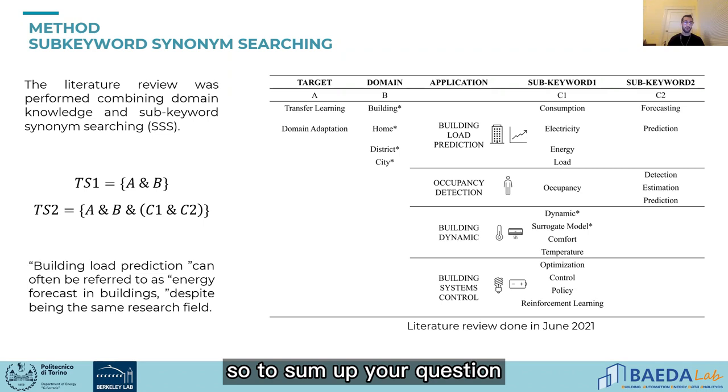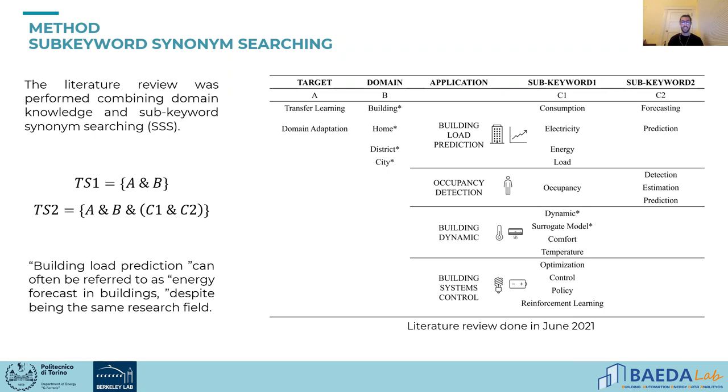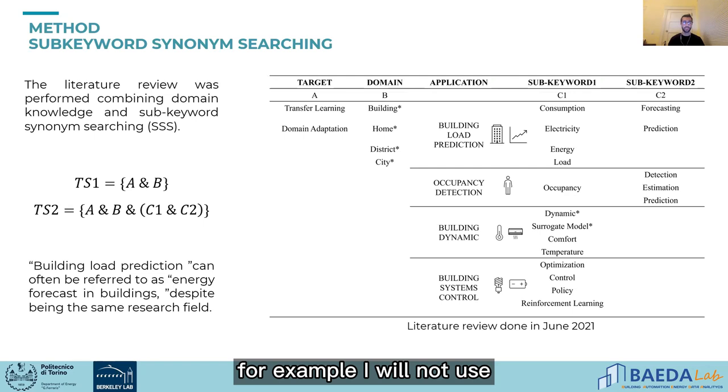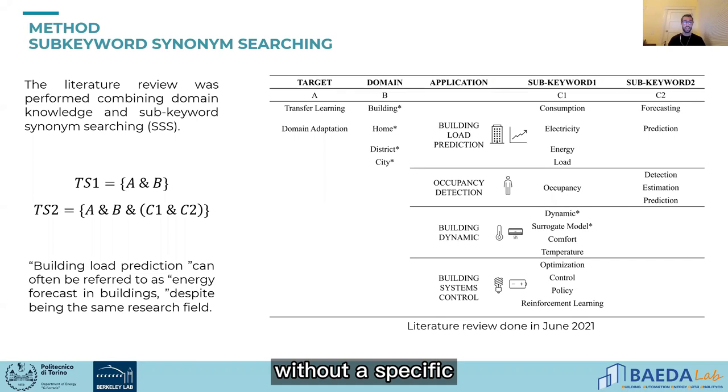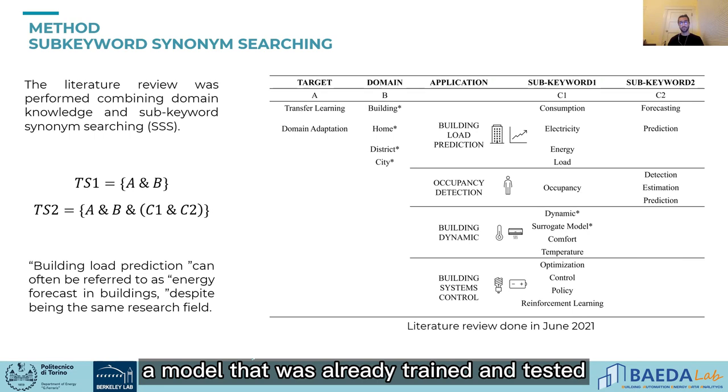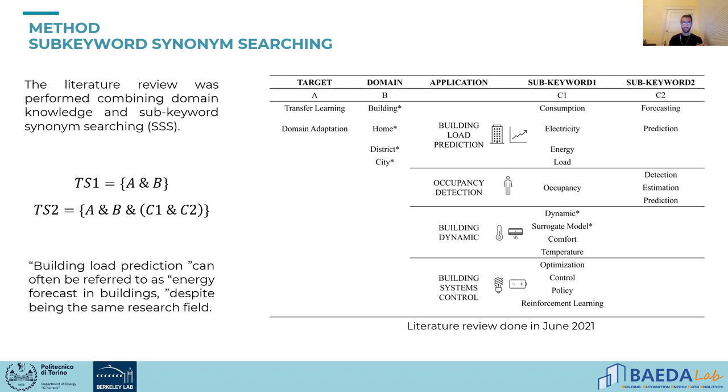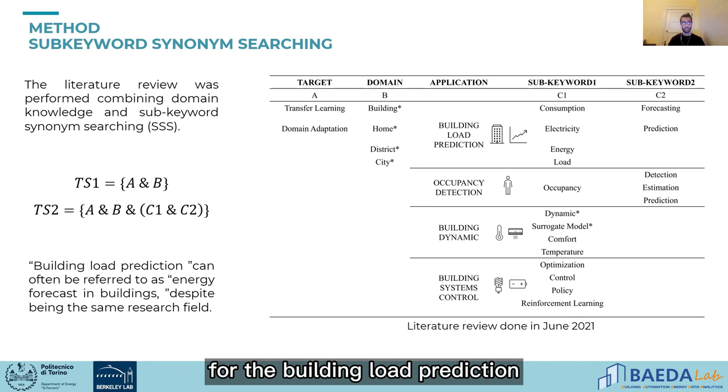So to sum up your question, you should avoid using transfer learning if you think that the two data sets that you are dealing with are really different, and especially if you think that the task is really different. For example, I would not use a data set from building load prediction to quantify occupancy detection without a specific study. I would rather use a model that was already trained and tested in a real life environment for building load prediction to support me in the creation of a transfer learning model for building load prediction. So the easiest way is to stick with the same application to avoid negative transfer. I hope that this answers your question.